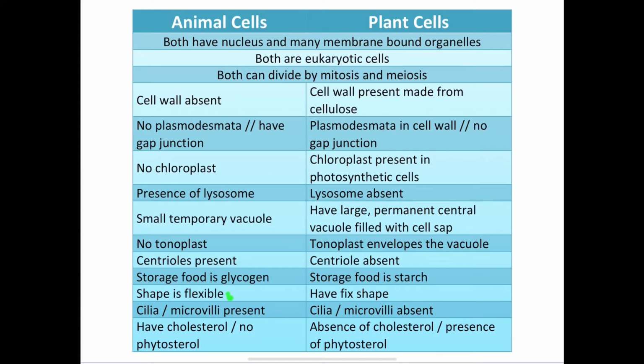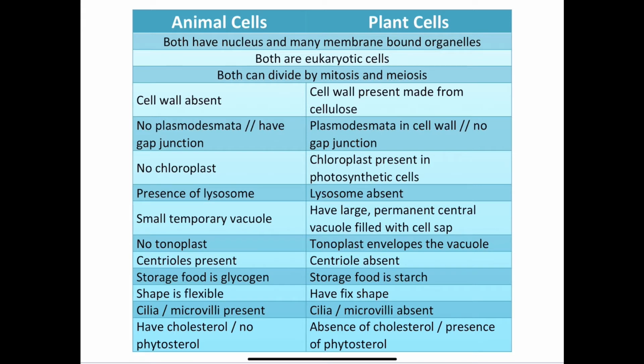Next, animal cell the shape is flexible, while for plant cell it have fixed shape. So saya sudah explain tadilah, shape untuk plant cell tidak boleh berubah-ubah, dia fix sebab dia ada cell wall yang rigid. So shape dia tidak boleh bertukar-tukar, tidak boleh berubah-ubah lah. Okay, cilia or microvilli is present in animal cell, while cilia or microvilli is absent in plant cell. So cilia atau microvilli ini kamu boleh anggap dia macam rambut ataupun bulu-bulu di permukaan sel. Okay, for example, microvilli kita boleh jumpa di small intestine kita lah. Okay, small intestine kita, usus kecil kita.